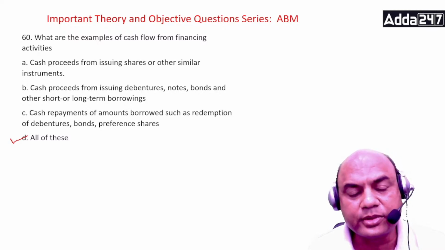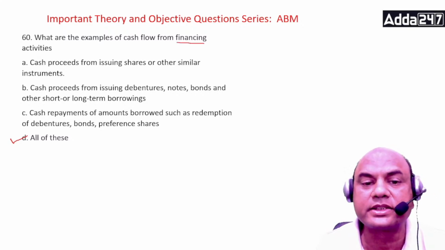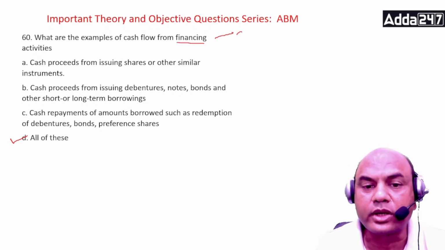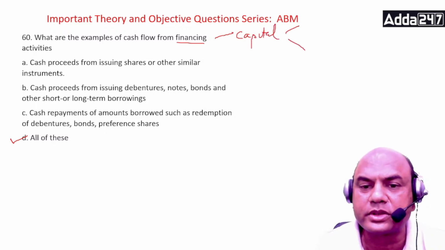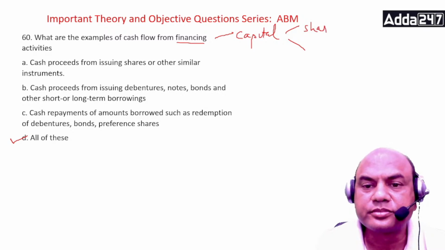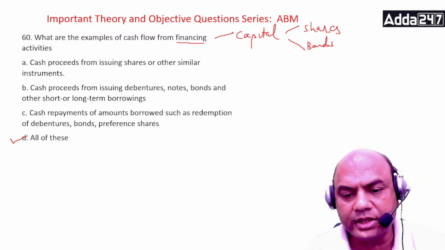Issuing the shares, because what did I say? Capital markets. We are talking of financing activities, so these financing activities are through capital markets. Capital market is of two types, right? I told you just now, shares and bonds. So everything will be included over here. Got it? Clear? Move on. Next one.